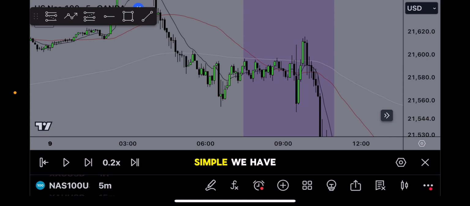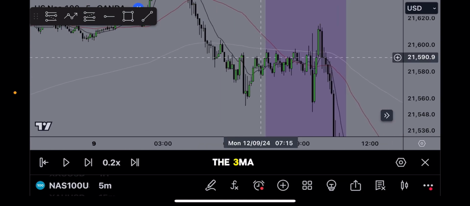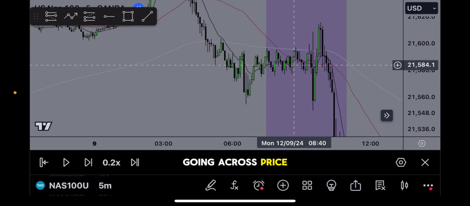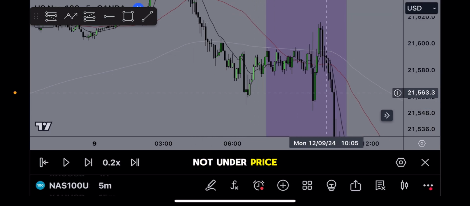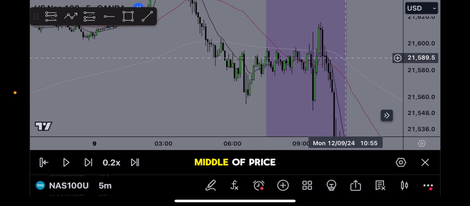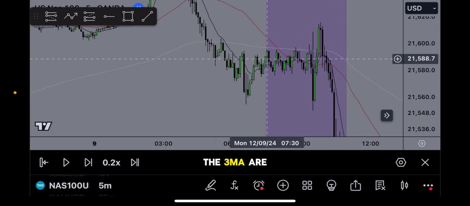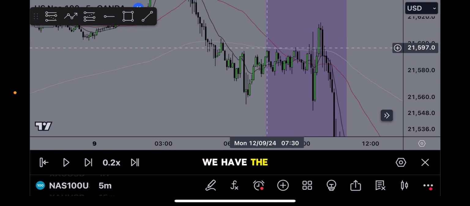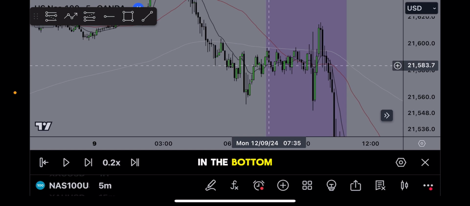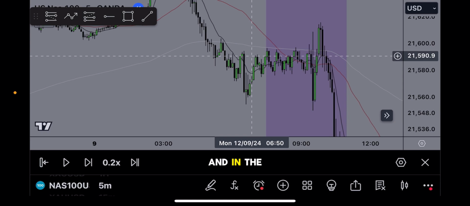Okay, in this example, we have the 3 MAs going across price. They're not above price and they're not under price. They're going in between, in the middle of price. So when I come into the markets and I see the 3 MAs are not in line, right? We have the 200 in the middle, the 50 above, and the 13 all the way in the bottom. Like they're not lined up at all. And we have them going through price and in the middle of price.